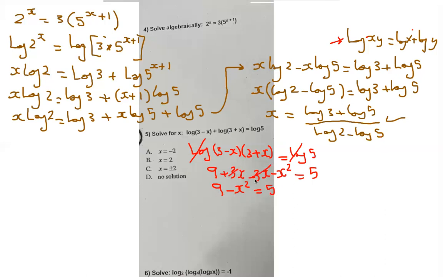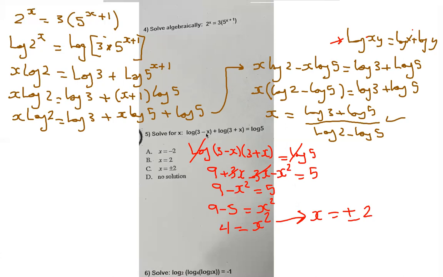What I'm going to do, I'm going to move the negative x squared to the side so it becomes positive, and move the 5 to the side at the same time. So it'll be 9 minus 5 equals x squared. 4 equals x squared, and therefore x equals square root both sides, and it'll give you plus or minus 2. Now, always when you get your answers, you have to go back and test them here.